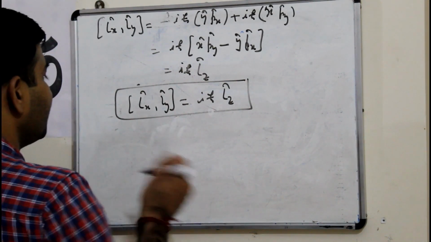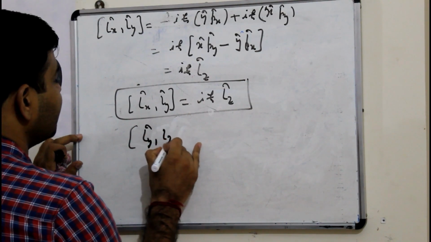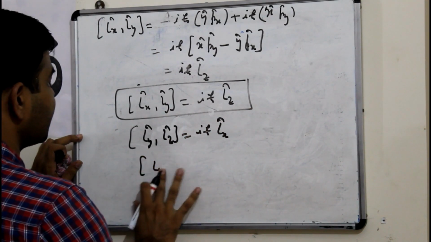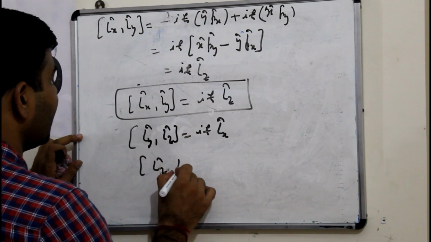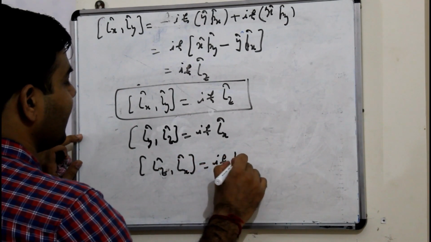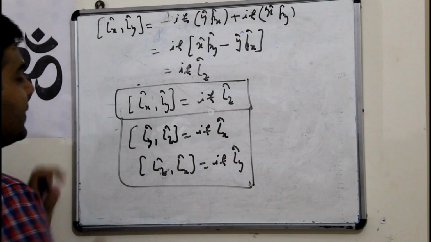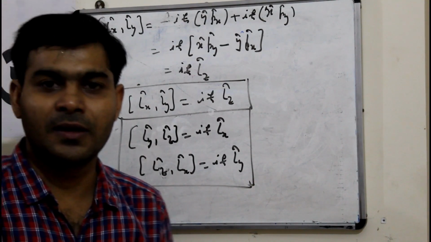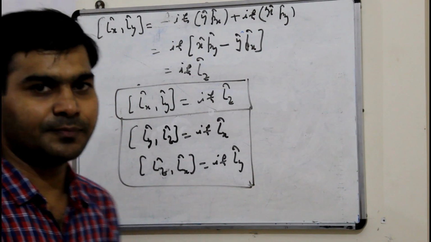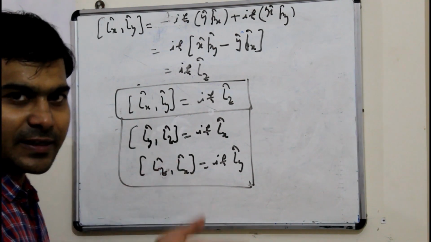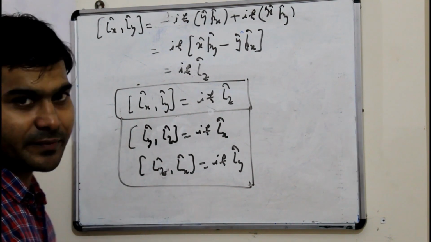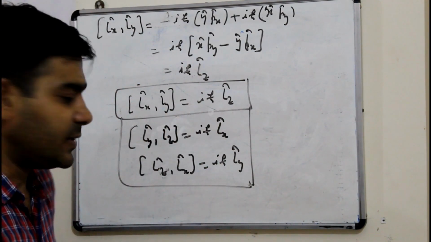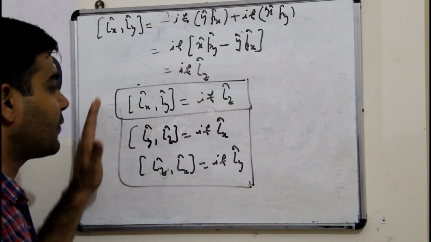Okay, similarly we can prove that [L_y hat, L_z hat] is equal to iħ L_x hat, and [L_z hat, L_x hat] is equal to iħ L_y hat. So these are cyclic in nature, and this set of commutator relationships defines the angular momentum algebra. Okay, which is the base of Lie algebra and other things, because angular momentum is closely related to rotations, and the commutator of two rotations is another rotation. All these things are there, but for the time being we are focusing on this relation.